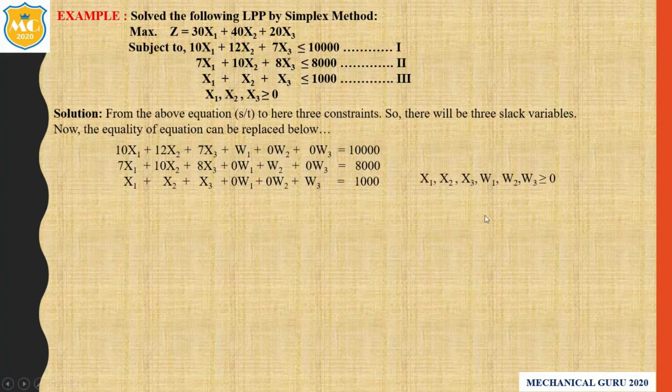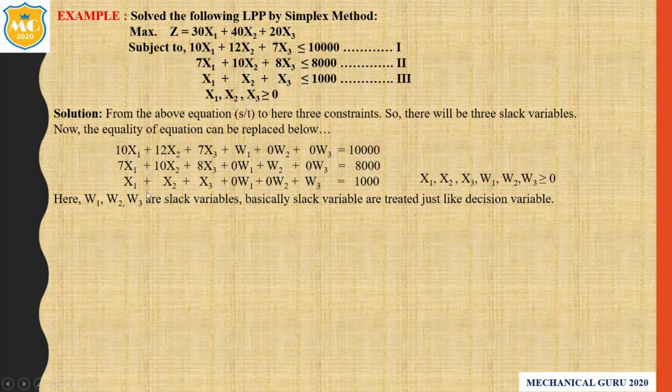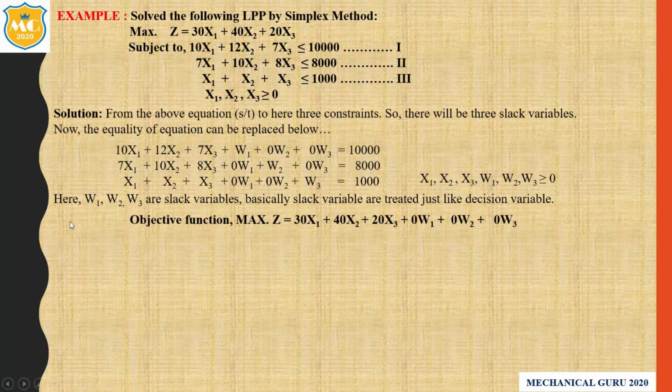So here the decision variables and slack variables are greater than or equal to 0. Here w1, w2 and w3 are slack variables. Basically slack variables are treated just like decision variables. Okay. Now we have to convert the objective function.